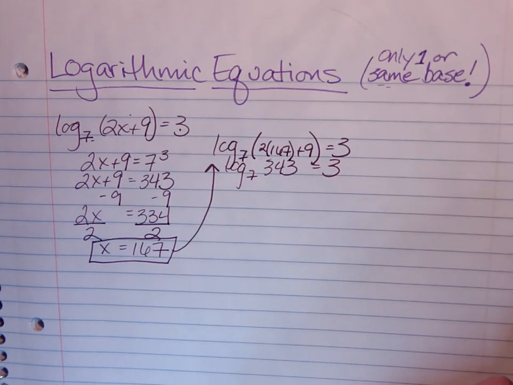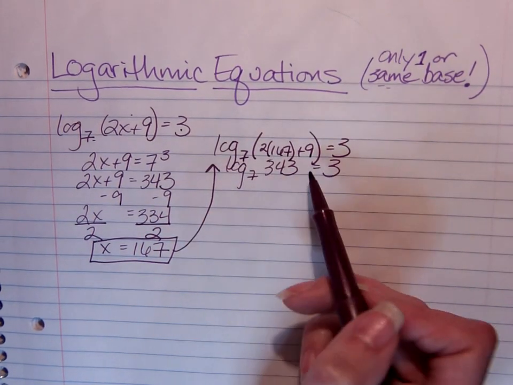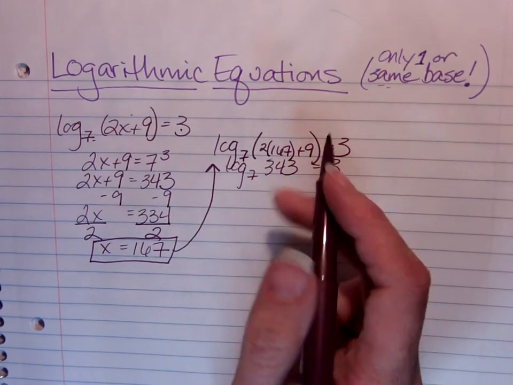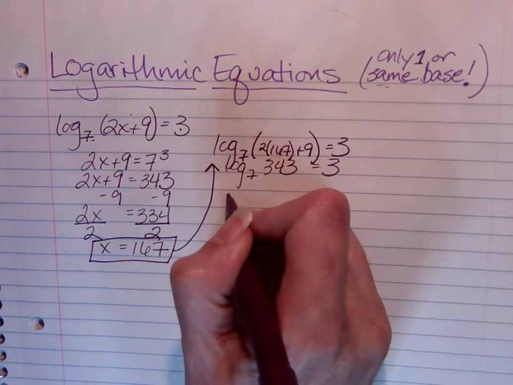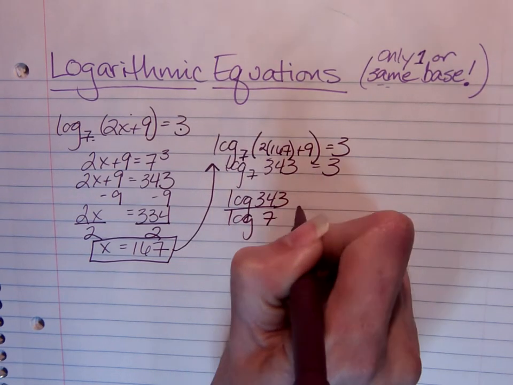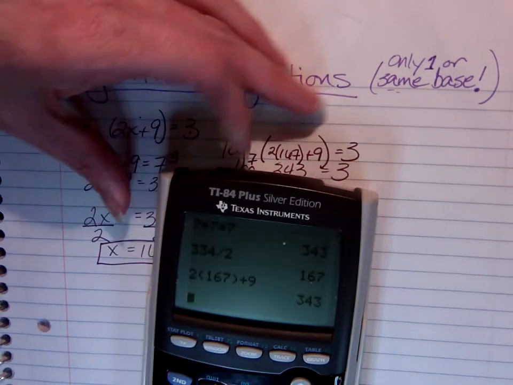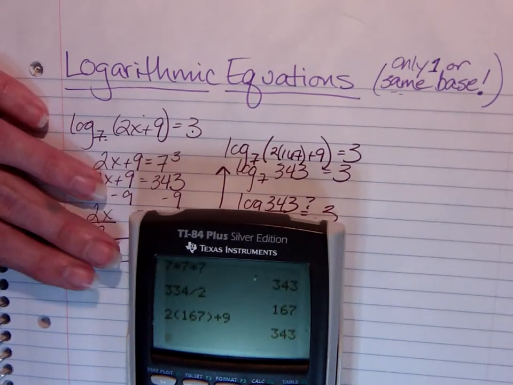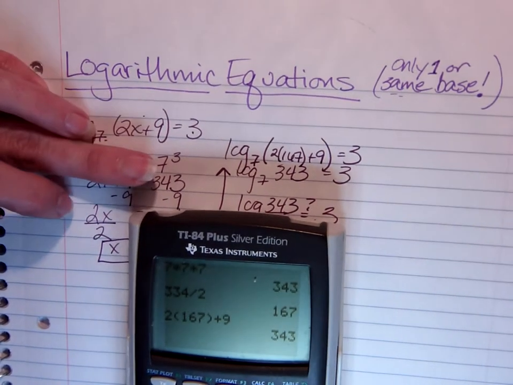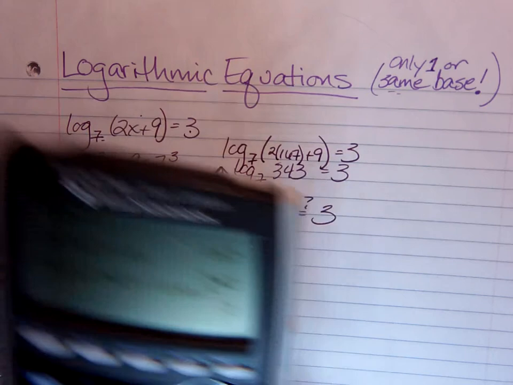Now, we came up with 343 on our own over here, but if we mess that up, we need some way to check. Well, if you've got your calculator handy, we're going to use change of base here, and when we type this in, log of 343 divided by log of 7, we want to verify that that is in fact still equal to 3. So log of 343 divided by the log of 7 equals 3. We're good to go.